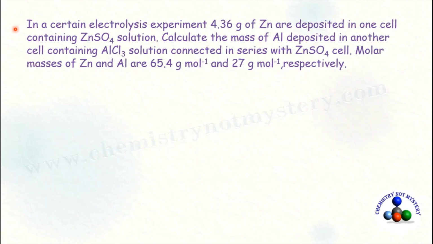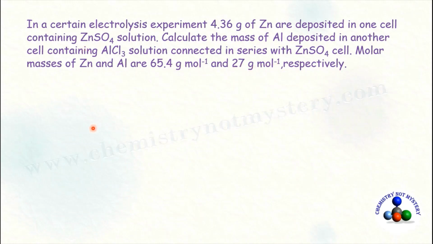Now let's solve one problem based on it. In a certain electrolysis experiment, 4.36 grams of zinc are deposited in one cell containing ZnSO4 solution. Calculate the mass of aluminium deposited in another cell containing AlCl3 solution connected in series with the ZnSO4 cell. Molar mass of Zn and Al are 65.4 grams per mole and 27 grams per mole respectively.